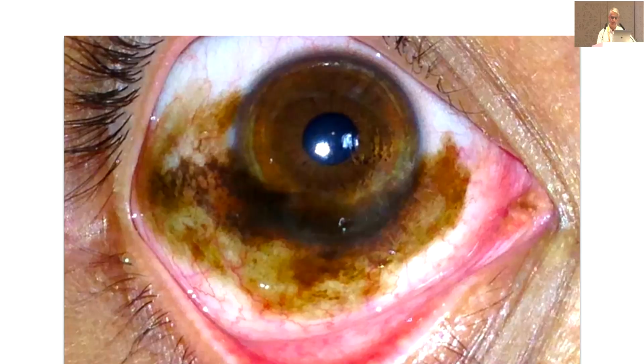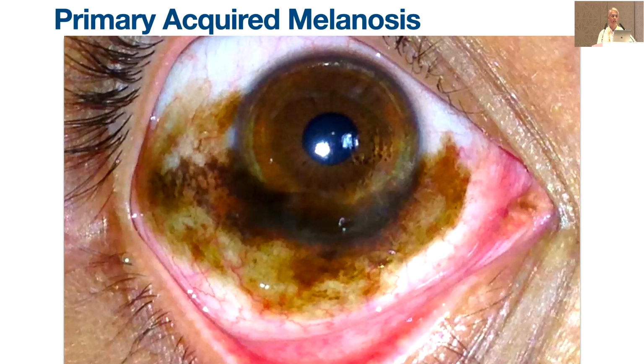Now, this is a 60-year-old patient who presented with diffuse extensive pigmentation of the bulbar conjunctiva, growing steadily in size for the last 4 to 6 months. Anyone in the audience who can tell me what this is? Sorry? PAM, yes. So this is PAM, also known as primary acquired melanosis.